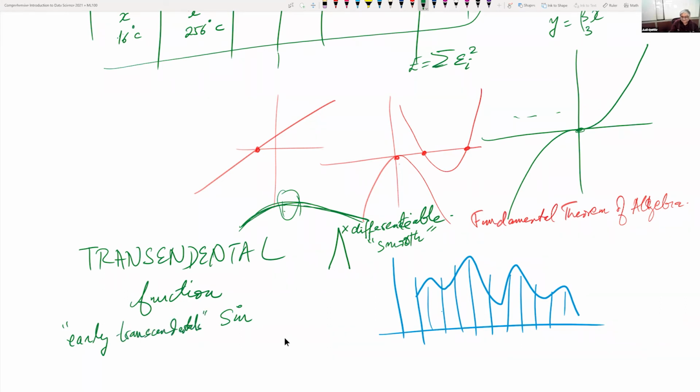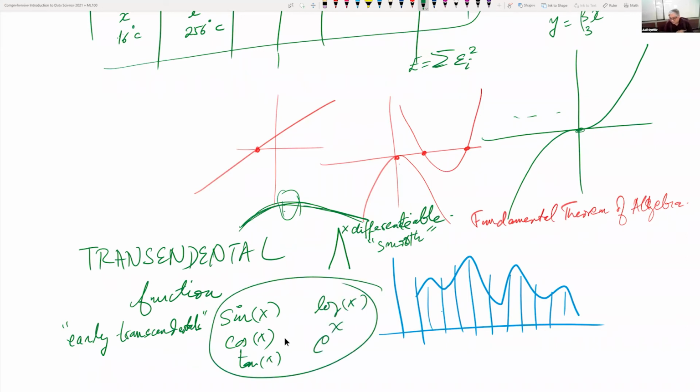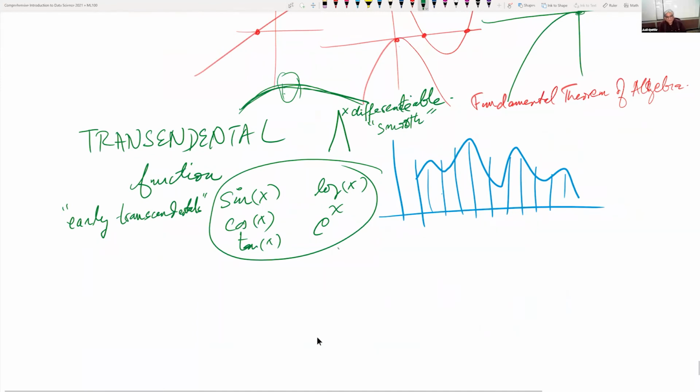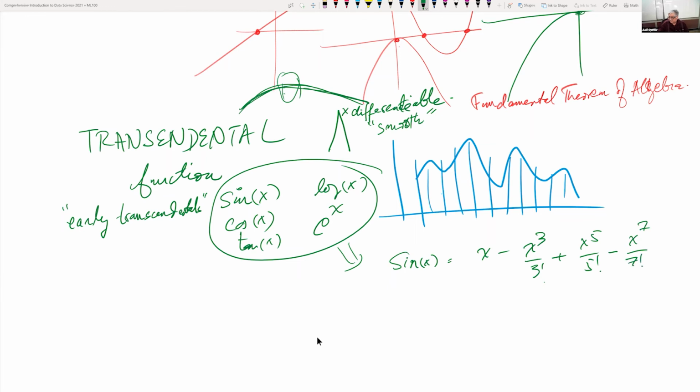They're literally calculus with early transcendentals. They'll talk about cosine x, tan, all these trigonometric functions, then log x, e to the x. These are the things you encounter in your middle school and high school, isn't it? Now, what happens is that if you try to expand this as a polynomial, you will find, for example, sine x will be equal to x minus x cubed over 3 factorial plus x to the 5 over 5 factorial, minus x to the 7 over... You see, it keeps on going to infinity.